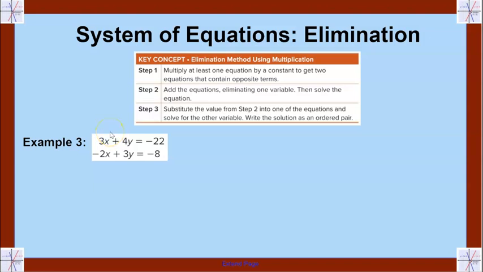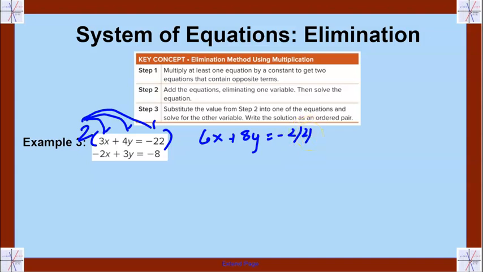I know that they both have a common multiple of 6. So I want to multiply this top equation by 2. So if I distribute a 2, that's going to give me 6x. 2 times 4y is a positive 8y. And 2 times a negative 22 gives me a negative 44.